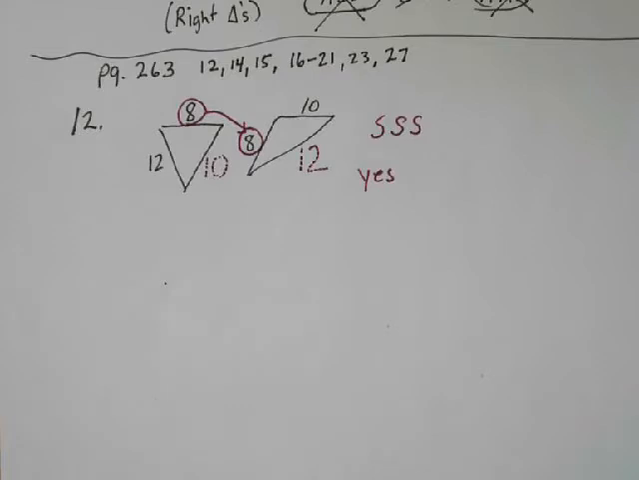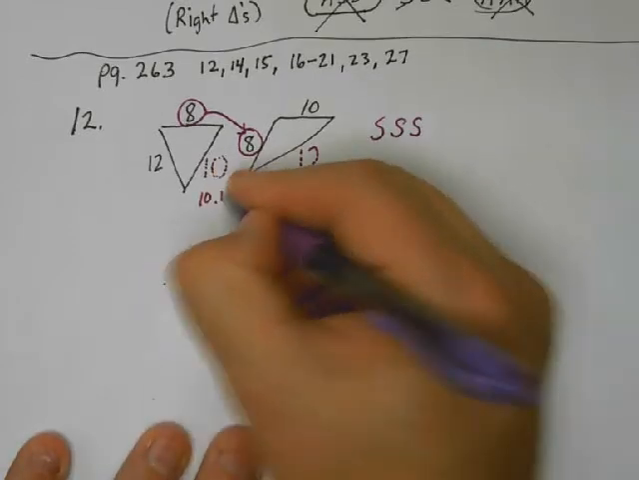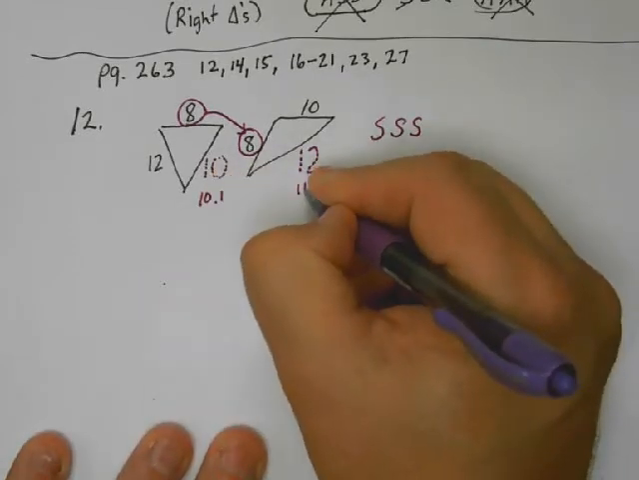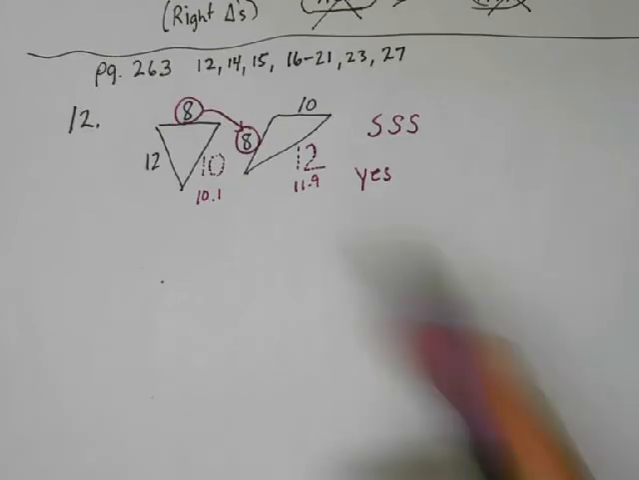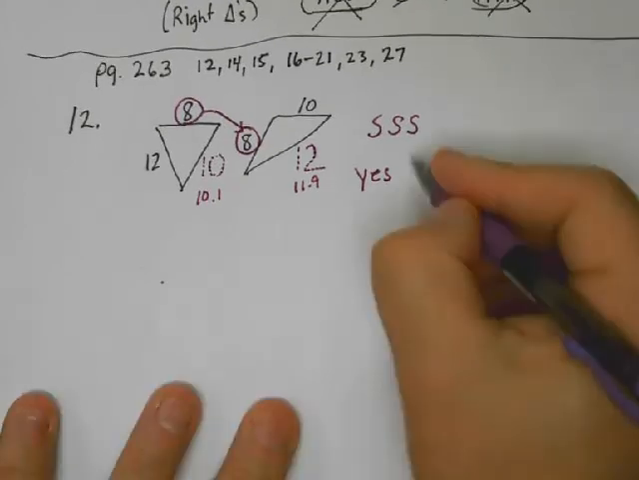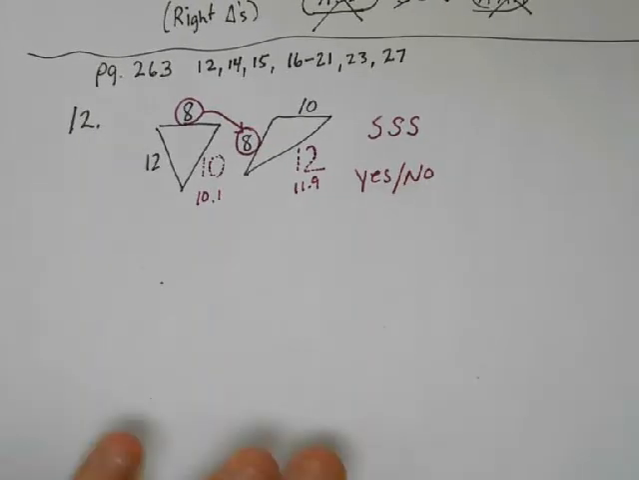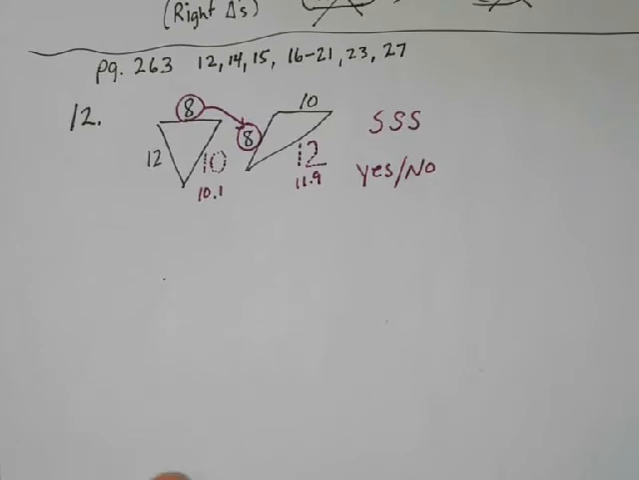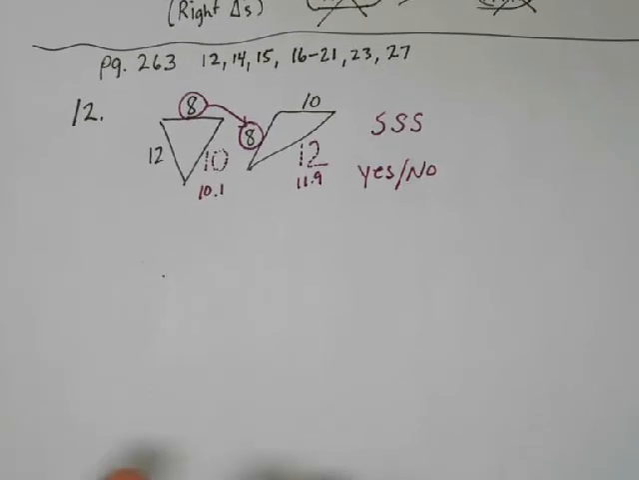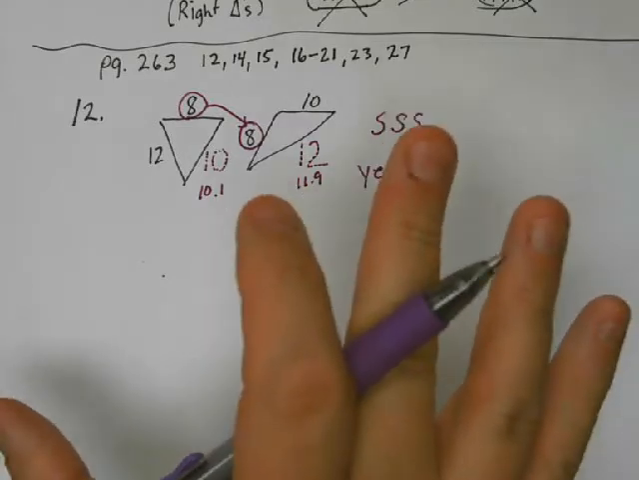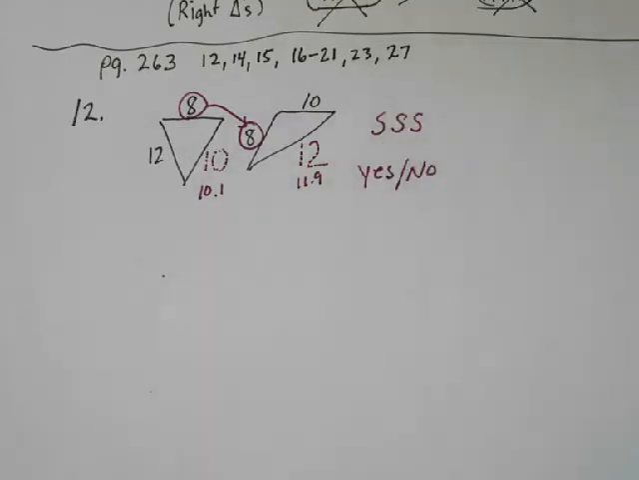I would say yes. But if this were 10.1 and this were 11.9, then would they be congruent? No. So the answer is actually, you can really tell. It's possible. Right? Let me read to you exactly what the book says is the answer. But do you understand the possibilities? All right, the book says this. Possibly congruent, depending on the length of the unlabeled sides. That's the answer. Possibly. Just depends.